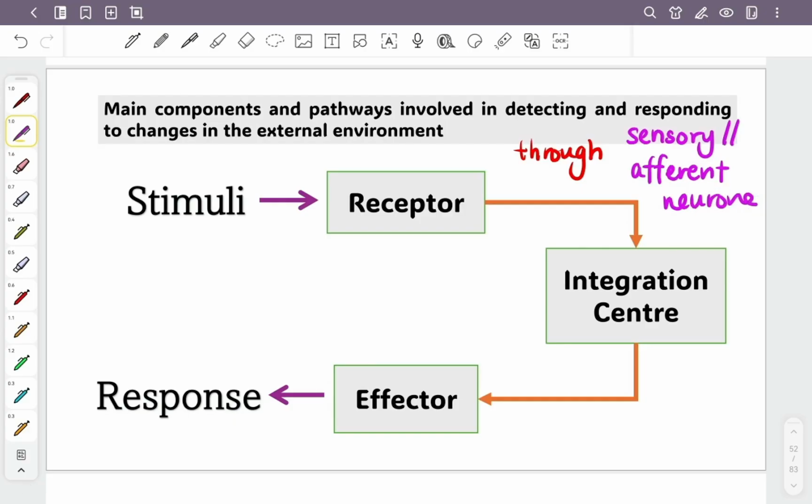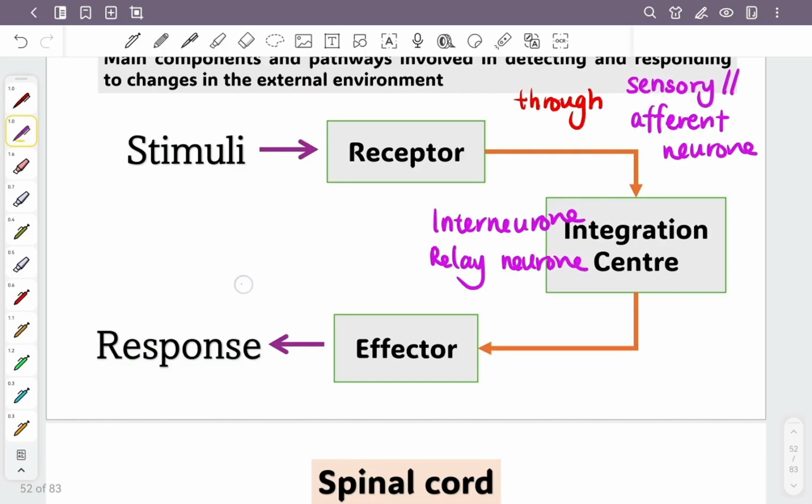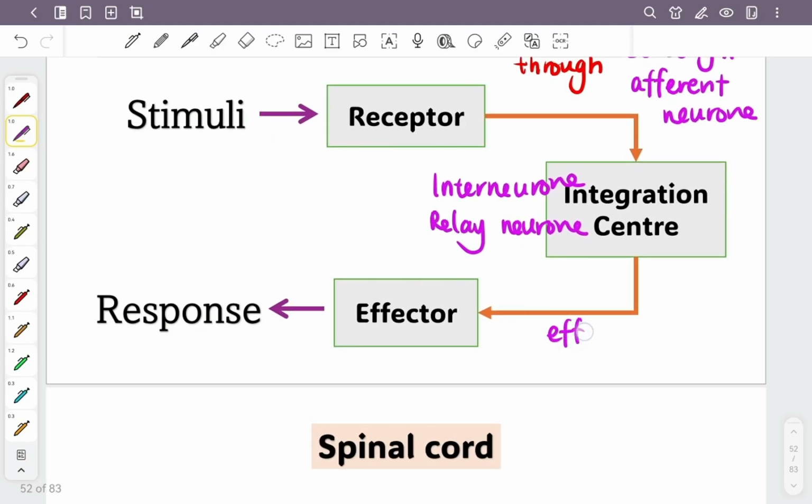Then inside here there is a lot of interneuron or relay neuron. Then here we will have the nerve impulses to the effector. So here we will have a lot of efferent neuron or motor neuron. Is it okay?